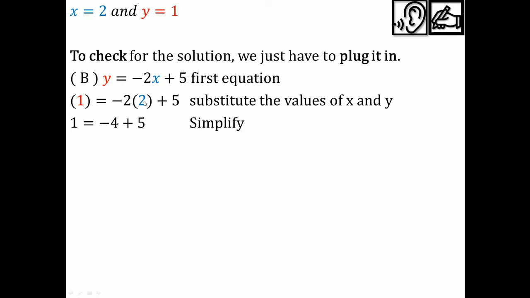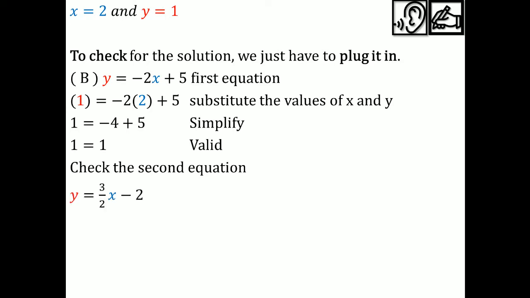Negative 2 times 2 was negative 4. So 1 equals negative 4 plus 5. 1 does equal 1. We say that's valid. Are we done? No. We also have to check the solution for the second equation. Remember, it is a system of equations. Therefore, it has to hold true for the first equation and hold true for the second equation.